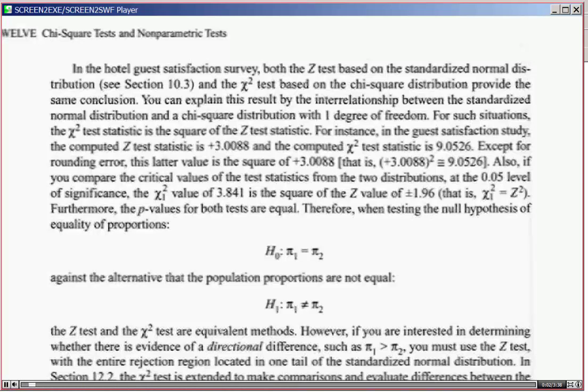Okay, this is video 6 for the first part of chapter 12, which is the use of chi-square test for difference between two proportions.